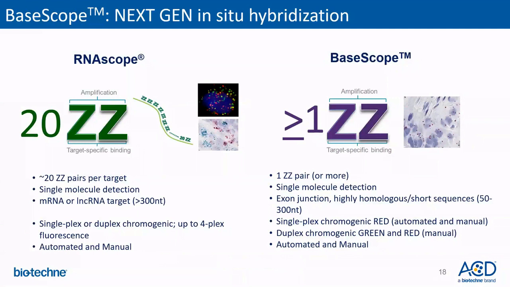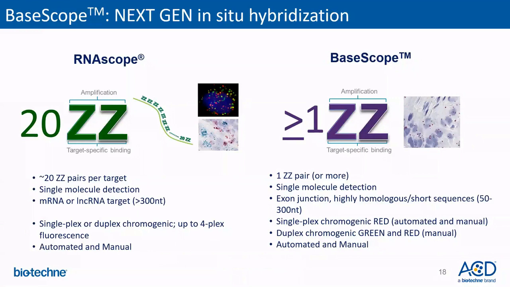Both the RNAscope and BaseScope are capable of single molecule detection, meaning that a single dot represents one single RNA molecule or target. The RNAscope is a robust assay to detect gene expression of most RNA targets, while the BaseScope assay is specifically designed for the detection of exon junctions, short target sequences, and point mutations. RNAscope is able to detect up to 3 targets simultaneously, while the BaseScope can detect 1 to 2 targets. Detection with RNAscope can be chromogenic or fluorescent, while BaseScope is available in the chromogenic format only.